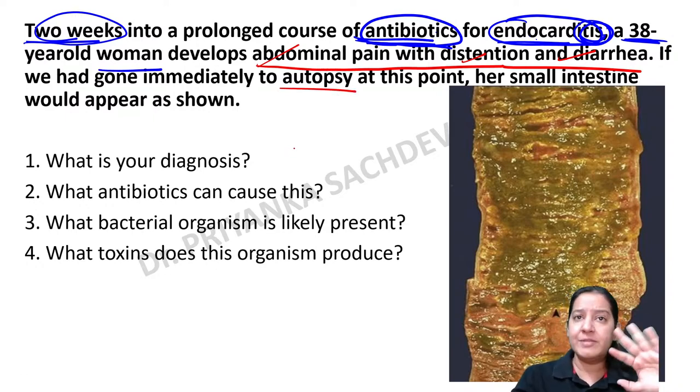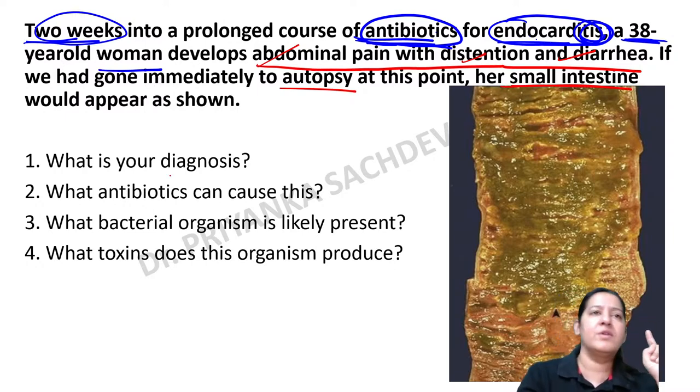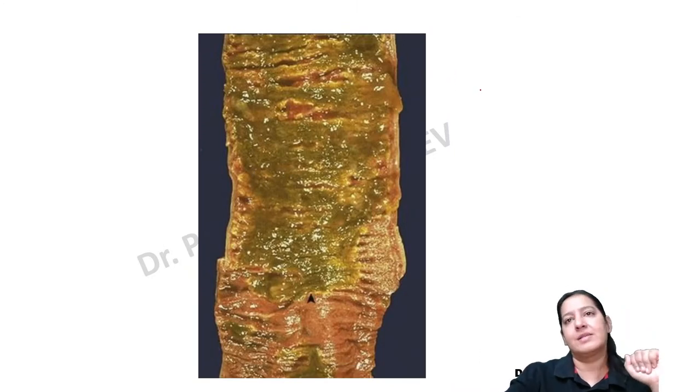After that, we have performed an autopsy. In the autopsy, we have taken all the organs out to see what is the cause of death, the sudden cause of death. So there is some problem in the small intestine. This is the diagram of the small intestine. Now, what is your diagnosis, based on the clue? You can see this is small intestine.